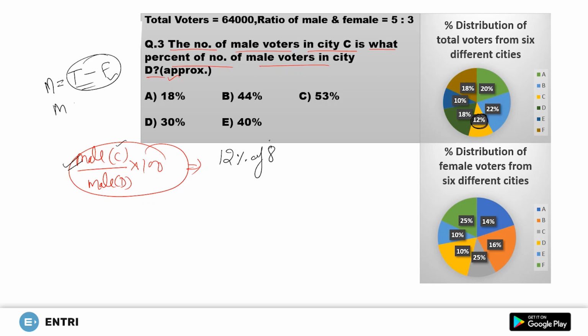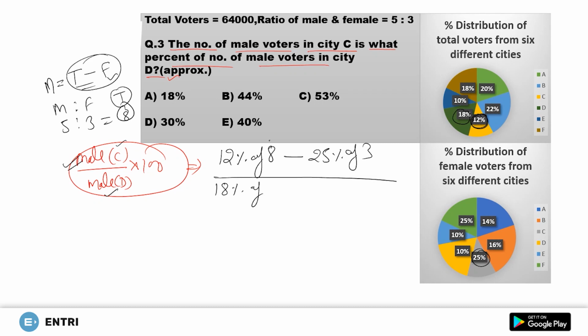Because if male are 5, female are 3, then what are total? Then total are 8. So this 12% of 8 minus, now female of this C. What will be female of C? This 25% of 3 divided by male in D.